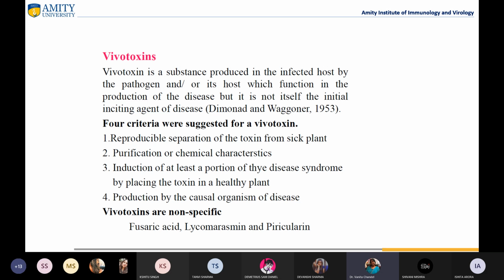Then, induction of at least a portion of the disease syndrome by placing the toxin in a plant. So if we place only a particular toxin which has been isolated on a plant, some kind of symptoms can be regenerated, right? Then vivotoxins are non-specific, so they are not produced only by particular pathogens, right? Fusaric acid or pericularins or lycomarasmin. So these are examples of certain vivotoxins.